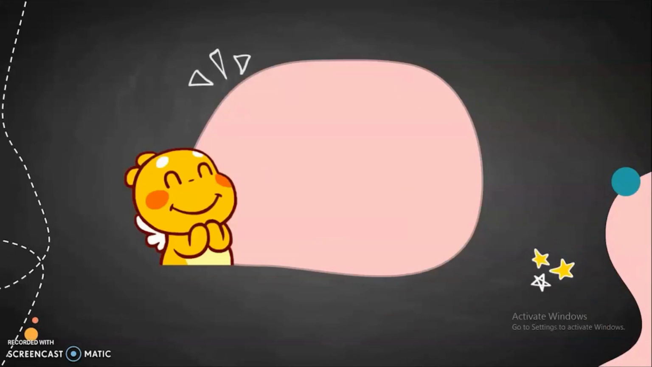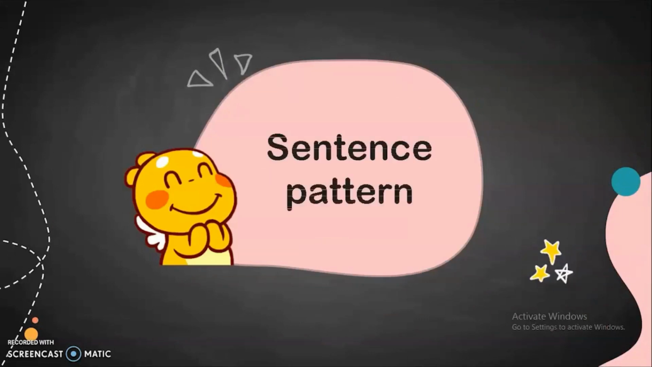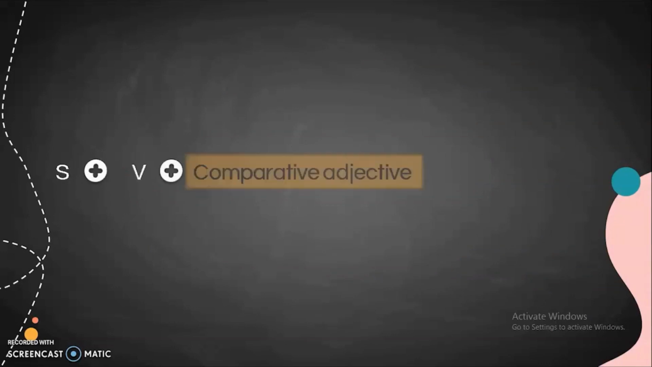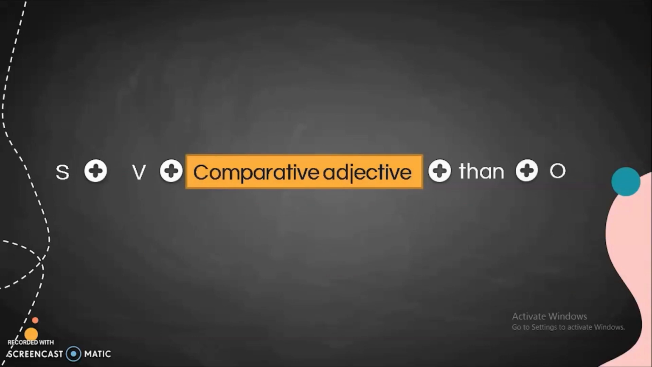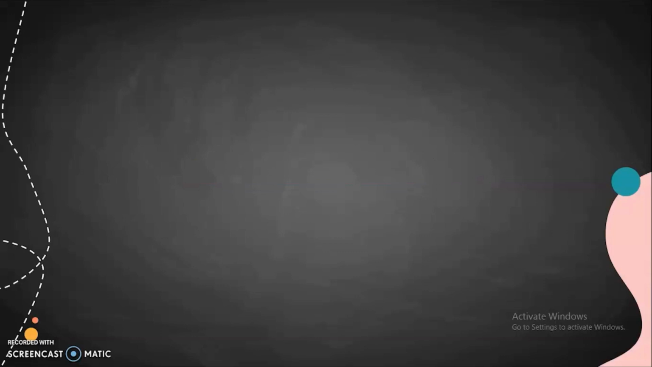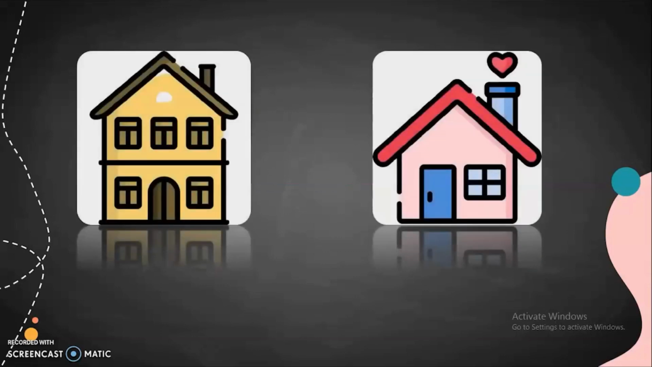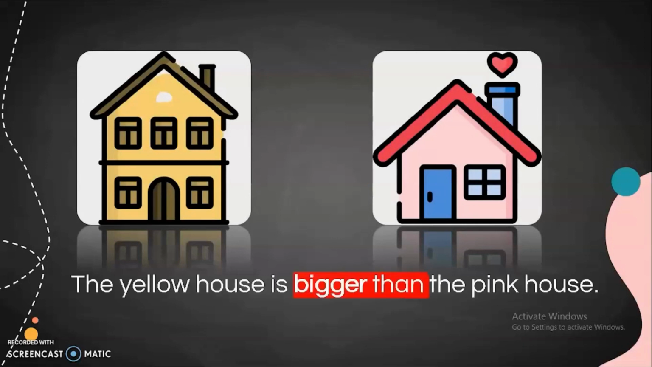The most common sentence pattern for the comparative adjective in English is subject plus verb plus comparative adjective plus than plus object. Look at the example of comparative in the sentence. The yellow house is bigger than the pink house.